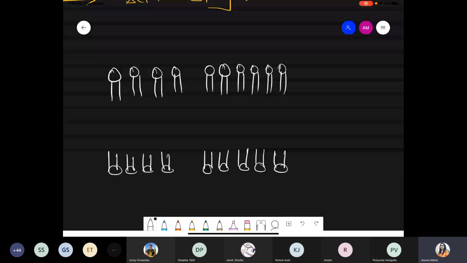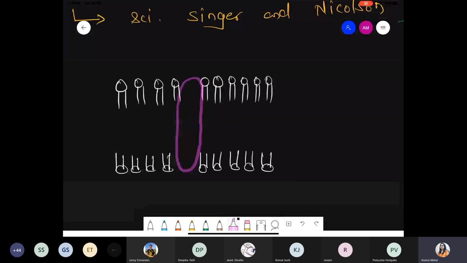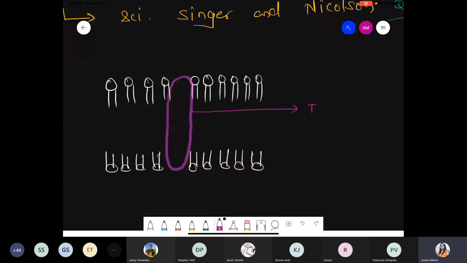So head and tail, these are the simple structure for the lipid. Now we are talking about one protein which occupies the two layers, and the name of that protein is the tunnel protein. So this is the first protein we are looking at. We are talking about the tunnel protein.